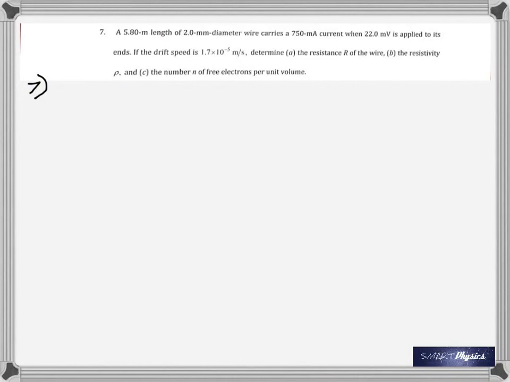Okay, I think we should put an end to this. I have a question. In the seventh question here, it's a 5.80 meter length of 2 millimeter diameter wire carrying a current of 750 milliampere when 22 millivolts is applied to its ends. If the drift speed is 1.7 times 10 to the negative 5 meter per second, we have to find the resistance, the resistivity, and the number of free electrons per unit volume.